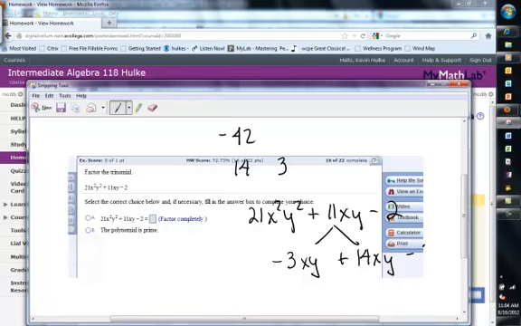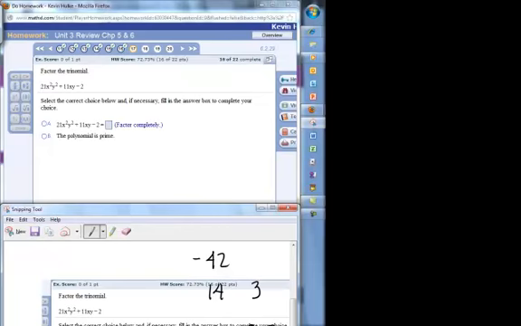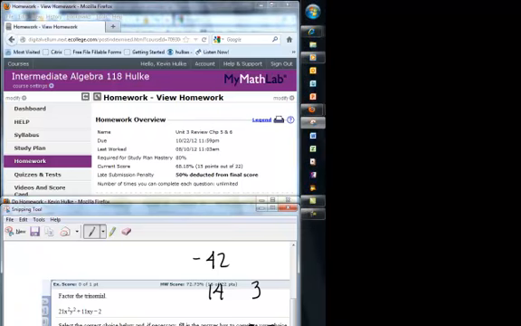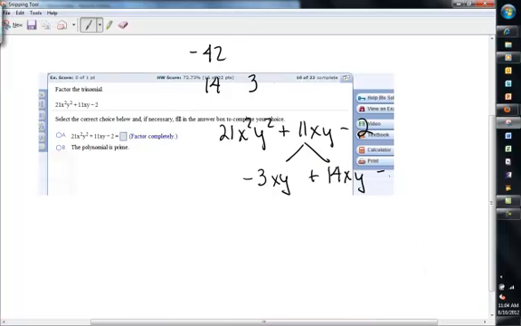This breaks down into minus 3xy plus 14xy minus 2. Oops. Hate that when I touch that button. Okay, it's back. Oops, I went too far. Gotta make another lap. All right. There we go. Minus 2. And then we have 21x squared y squared.